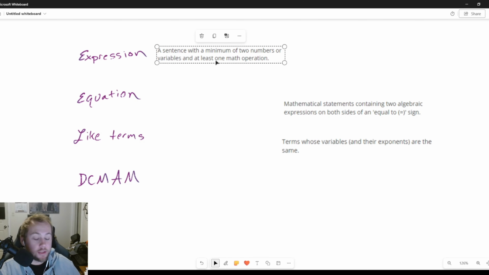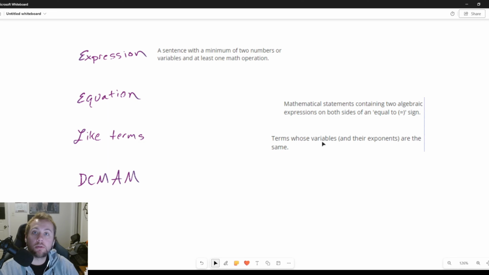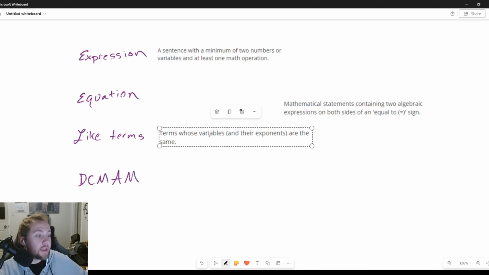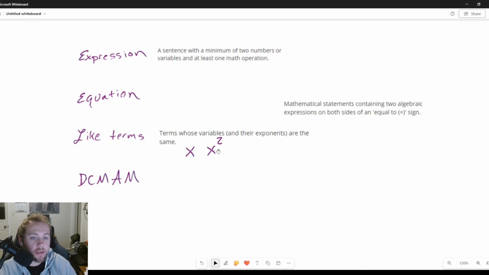Well, that jumps into our like terms. So what are like terms? Well, like terms are terms whose variables and their exponents are the same. So that's important, the exponents, because terms like x and x squared are not like terms. X is not the same thing as x squared. These are not the same. However, if I had 3x and a 4x, well, since they both have an x, then we can combine them to get a 7x.